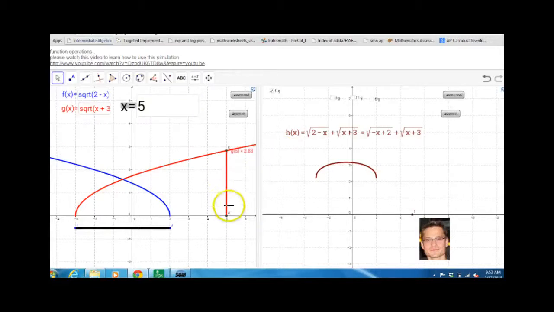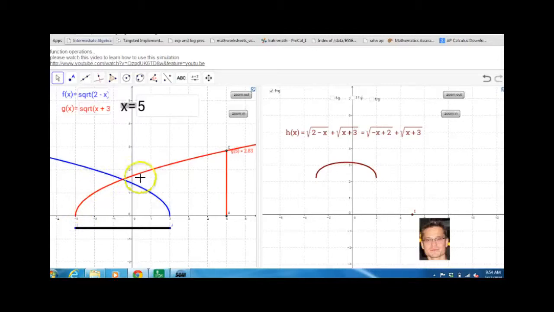So for example, for 5, g of 5 is something that I can find, but f of 5 does not exist. Therefore, if I'm trying to find f plus g, 5 is a value that is not in the domain of f plus g. f plus g is only defined for all the x's for which f and g are defined, both of them at the same time.